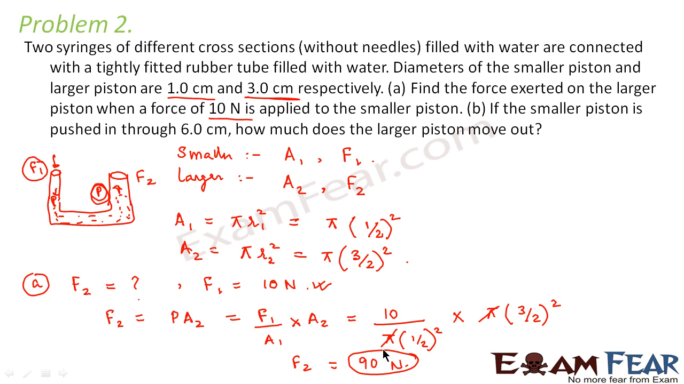Now part B says, if the smaller piston is pushed in through 6 centimeters, that means when you apply the force F1, this smaller piston moved a distance of say 6 centimeters. So it says how much does the larger piston move out. So if the smaller piston moves in, this piston will move out. It will reach somewhere here. So we have to calculate this distance. So now let us solve the second part.